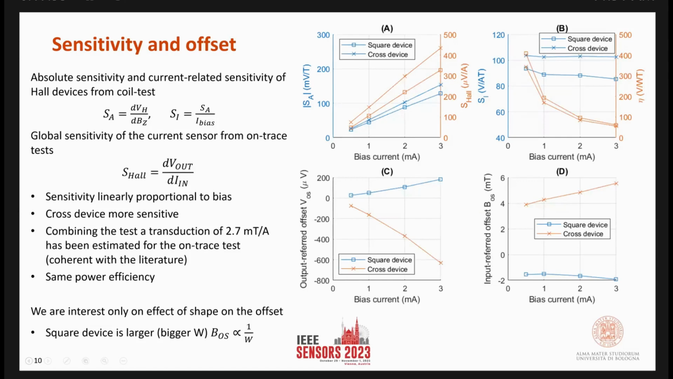And finally, we also estimated the offset, which is reported here as output referred offset, so the offset at the output, and input referred magnetic offset, so in Tesla. In that case, we can see that the square device shows a lower offset. And again, this is in agreement with the theory of silicon-based Hall effect sensors.